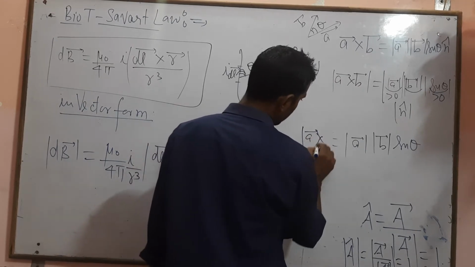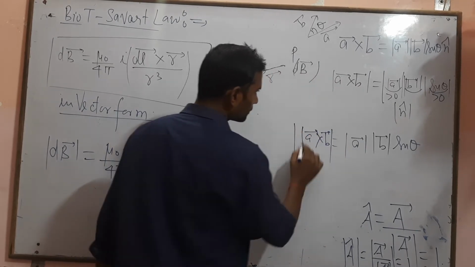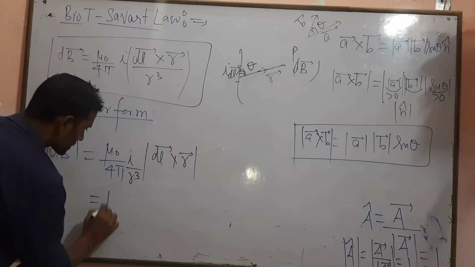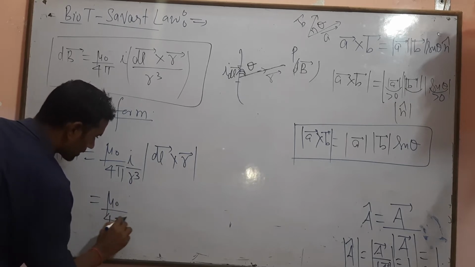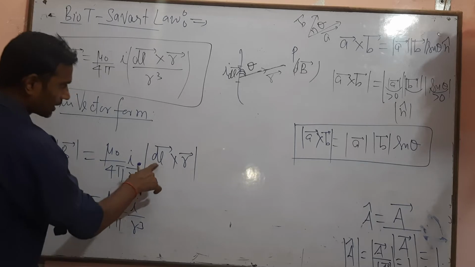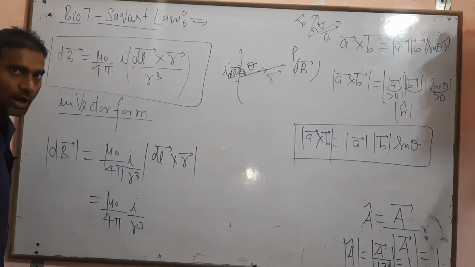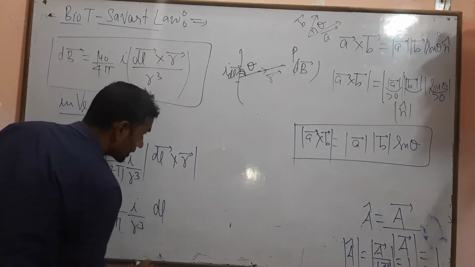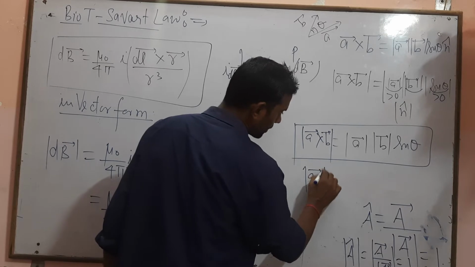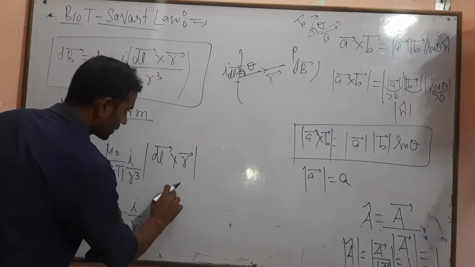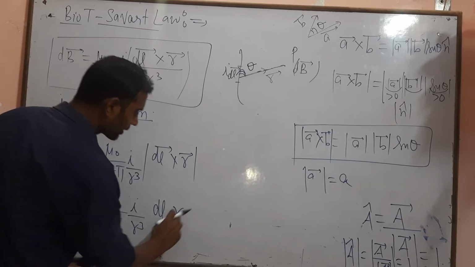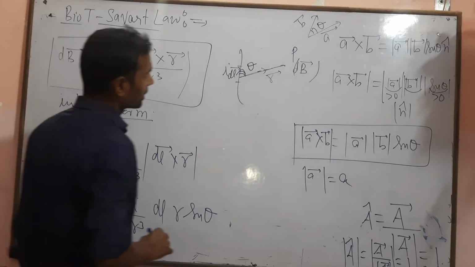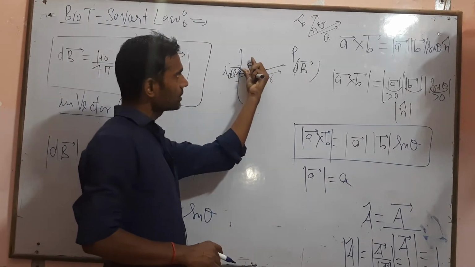So we can say this implies that mod of A cross B equals mod A mod B into sine theta. Here we have mu naught by 4 pi I by r cube. Vector A equals dl vector, vector B equals r vector. Putting in these values, we get dl into r into sine of theta, where theta is the angle between dl vector and r vector. This is the dl vector, this is the r vector, and this is the angle theta.